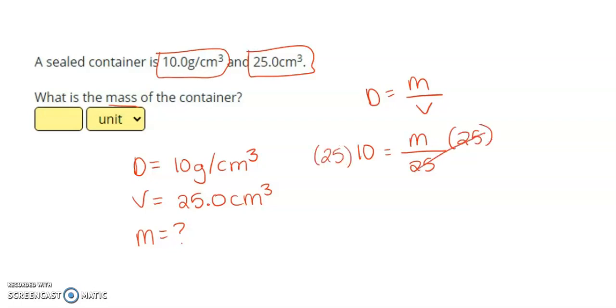Remember, when you want to get rid of a value that you're dividing by, you multiply to get rid of it. So we get that M is equal to 25 times 10. Punch that in your calculator and you get M equals 250, and the unit for mass here is grams.